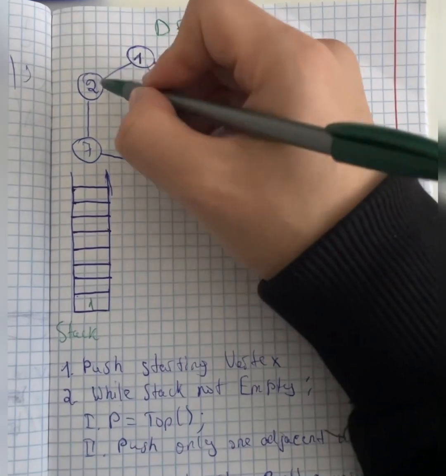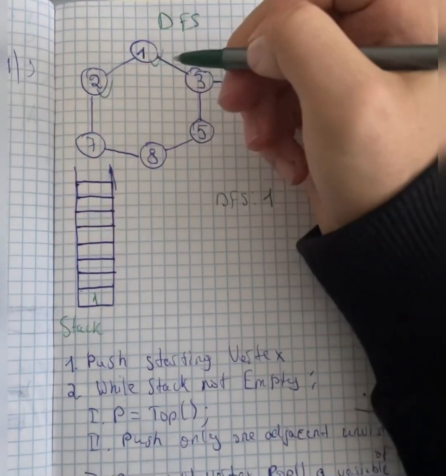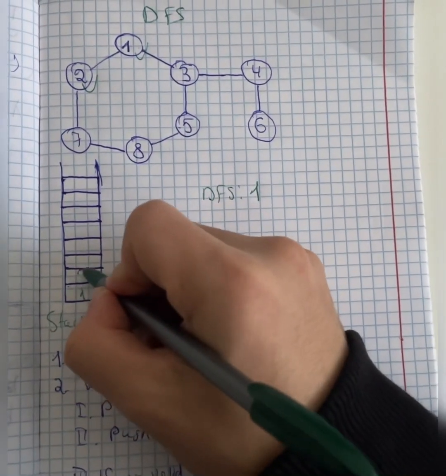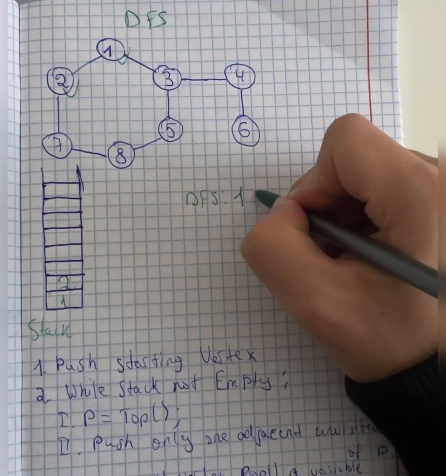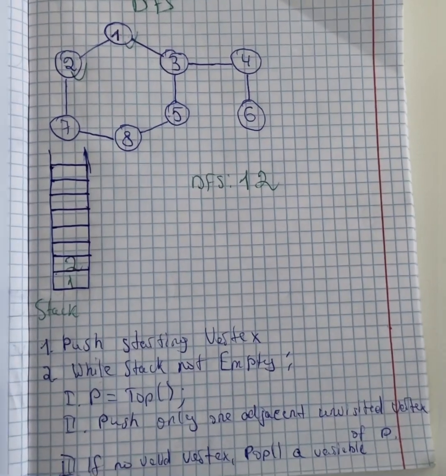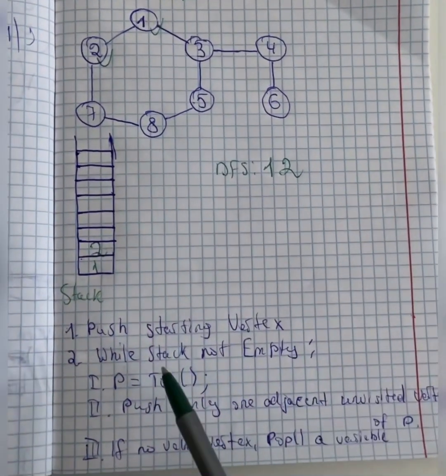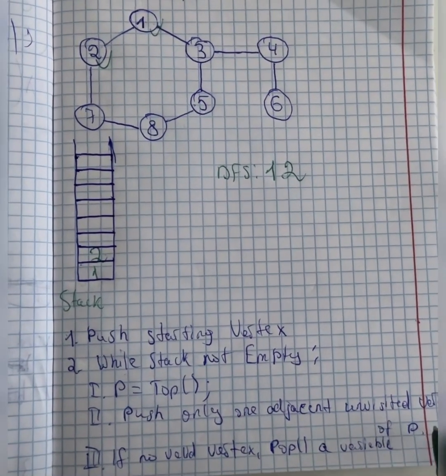When we choose 2, we have to mark it. That means we have visited it, and we write these 2 on the stack, and we write this 2 here in the DFS. Now we have to work with 2. We again push only one adjacent unvisited vertex.